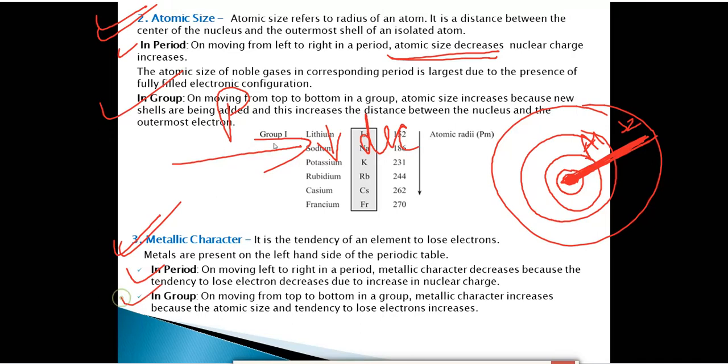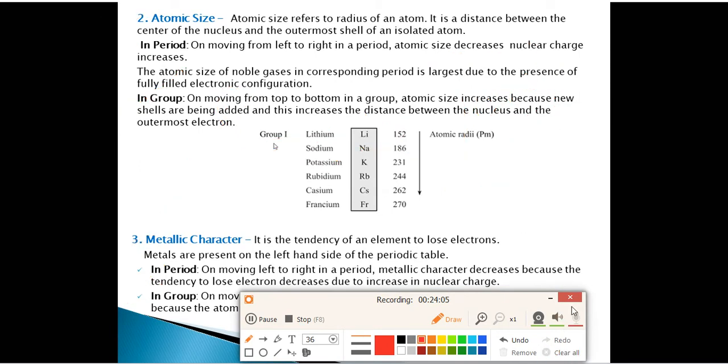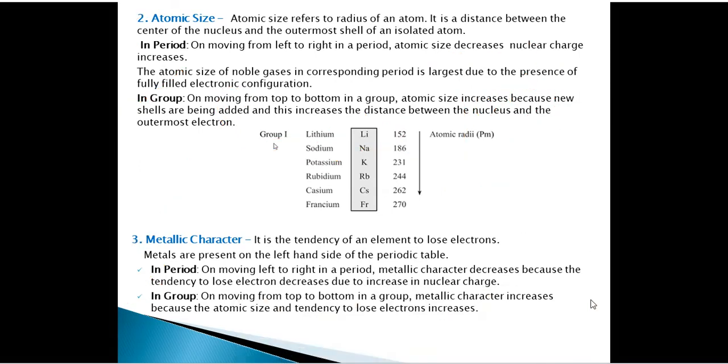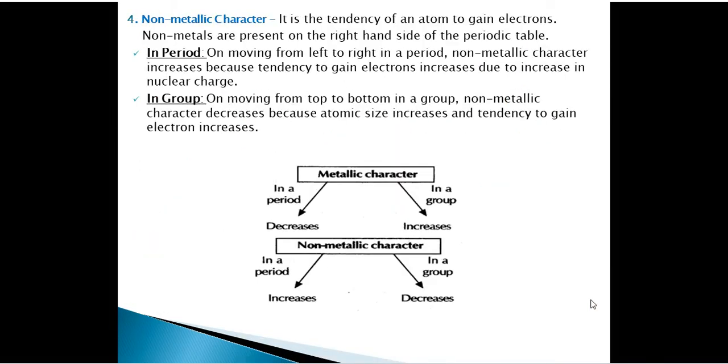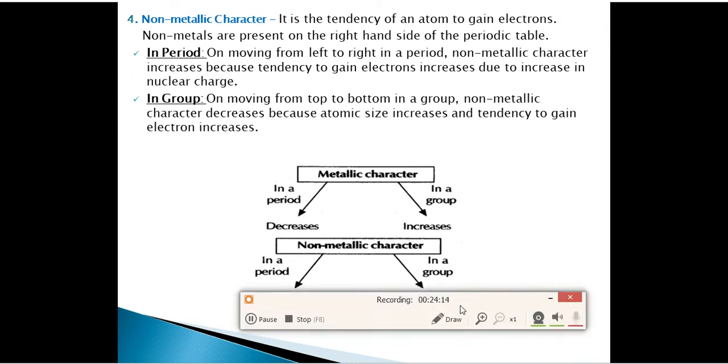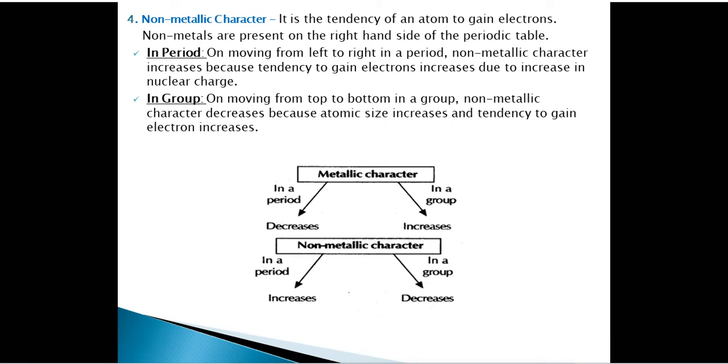But in a group, when you move from top to bottom, metallic character will increase because the atomic size and tendency to lose electrons increase. Atomic size also increases down a group and their tendency to lose electrons will also increase. So when we move from top to bottom in a group, the metallic character will increase. Now let's talk about the non-metallic character.